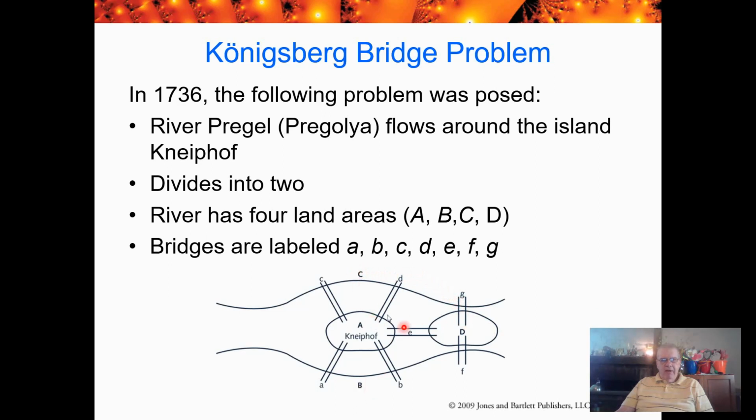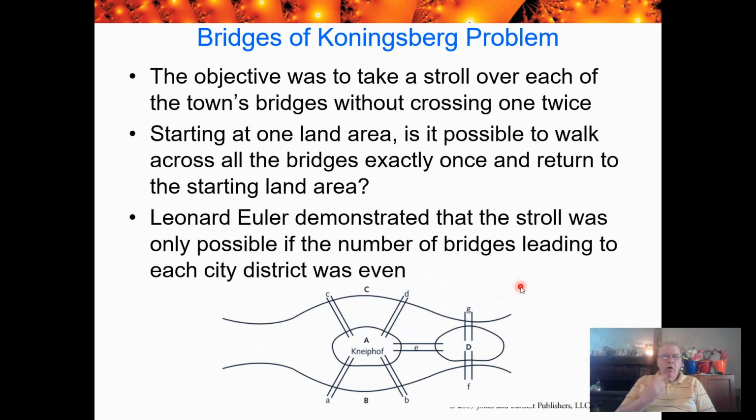Like the diagram below, there are 7 bridges and 4 land areas labeled A, B, C, and D. And the bridges are labeled with lowercase letters in this example. So Euler demonstrated that you could not stroll, and you could check it out yourself. You can't start in one land area and stroll without repeating a bridge.